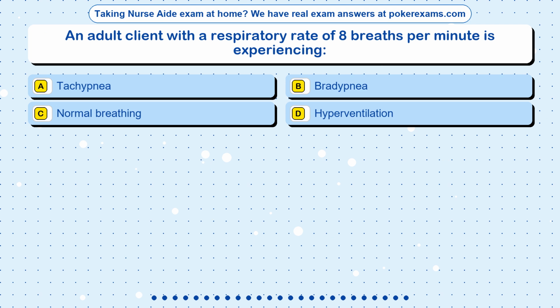Question 9. An adult client with a respiratory rate of 8 breaths per minute is experiencing option A, tachypnea, option B, bradypnea, option C, normal breathing, option D, hyperventilation.